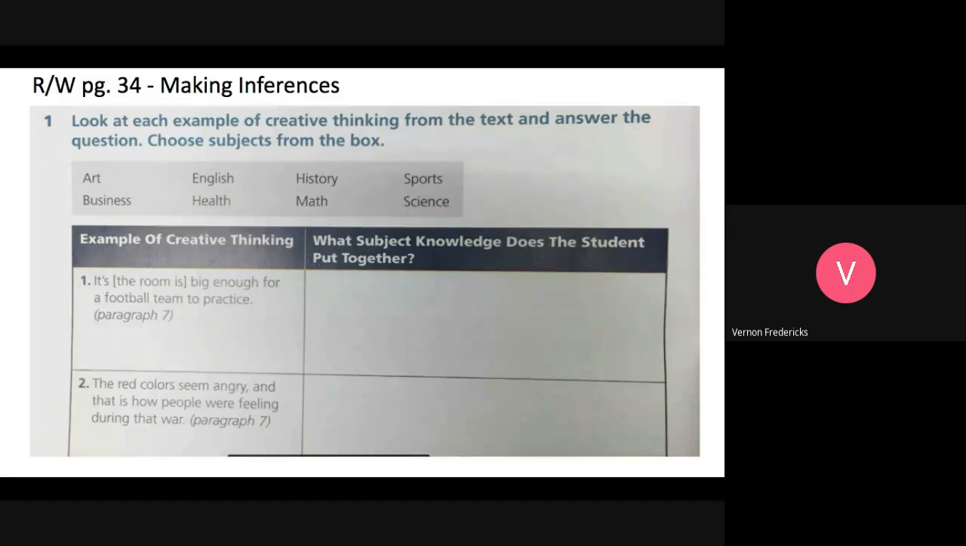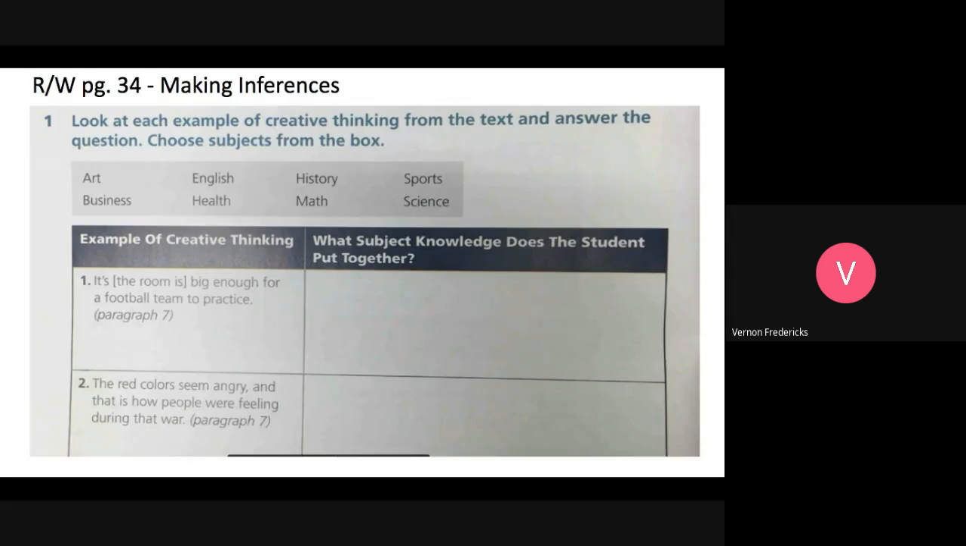The example of creative thinking is in box number 1. In box number 2 is the question: what subject knowledge does the student put together? So, from what subject does the student get his information? That is the question in the box for number 2.